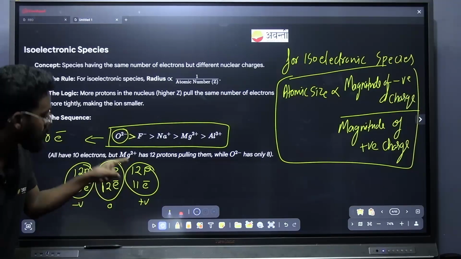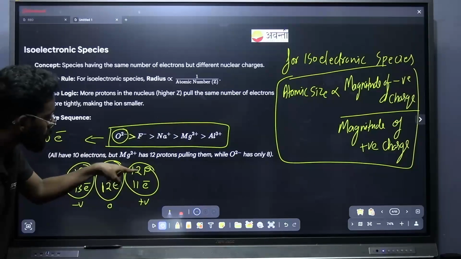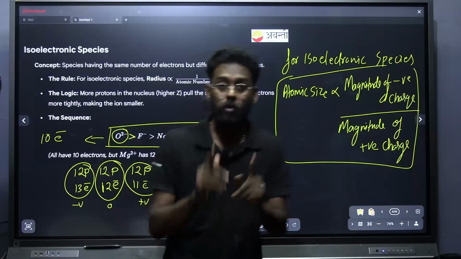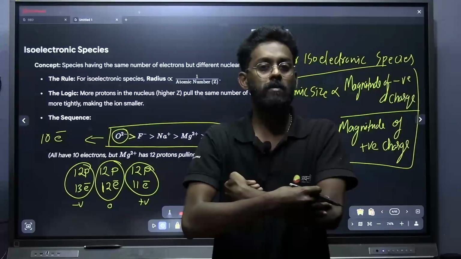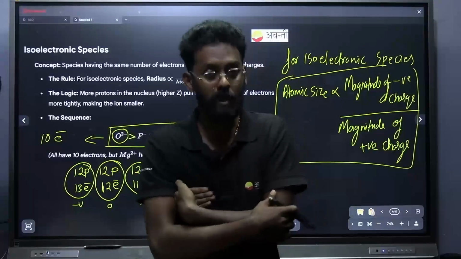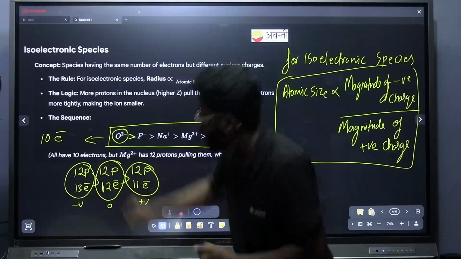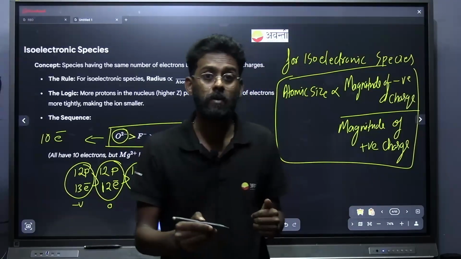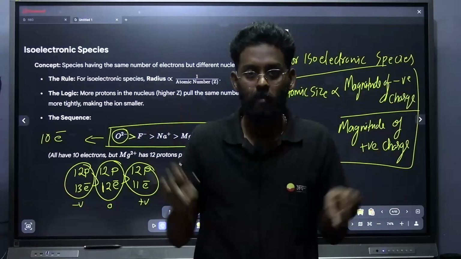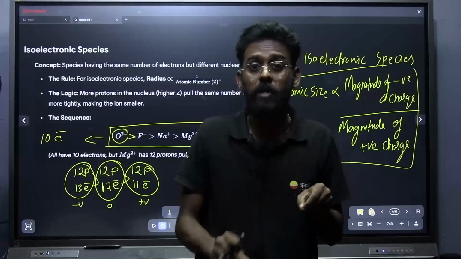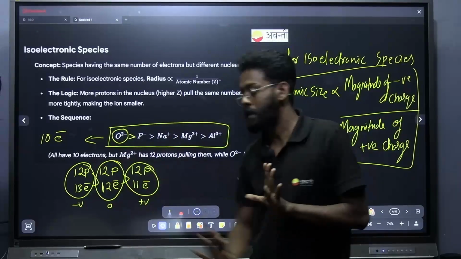Why does the cation have lesser size? Here the 12 protons need to hold only 11 electrons, so they can attract them more closely towards themselves, which leads to a smaller size. Then comes the anion, which has one extra electron. Because of that extra electron, the size becomes larger, because the 12 protons need to hold one more electron, which is a bit difficult. So the size increases.